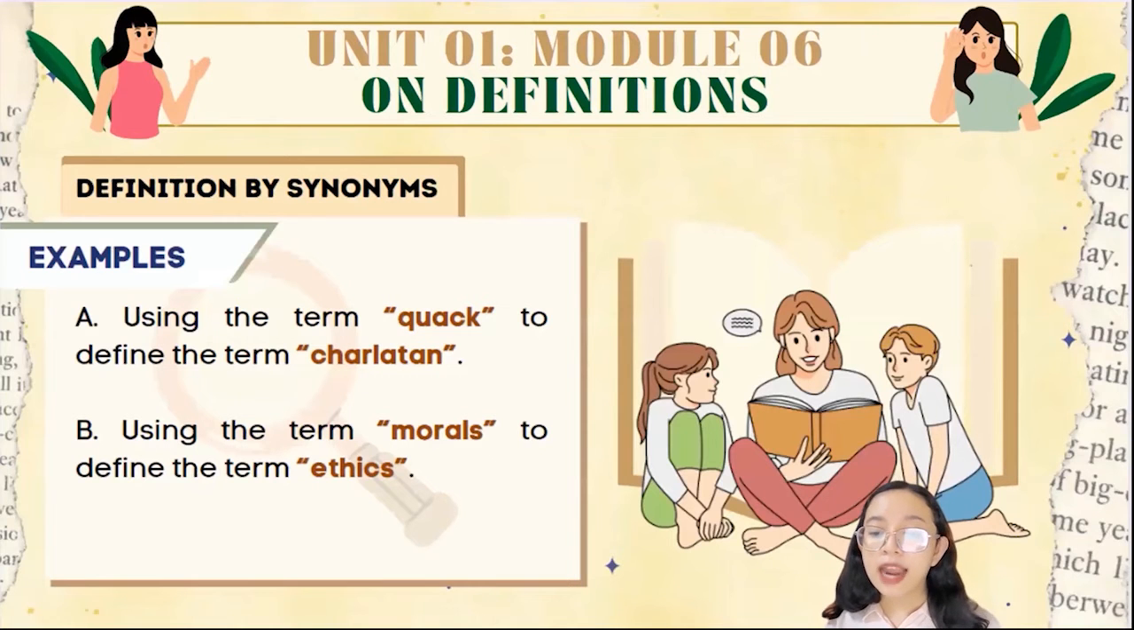So for better clarity, we have provided everyone 2 examples, which can also be seen in our handout. The first example is when we use the term quack to tell a person what is the definition of a charlatan. The same goes when someone asks you what is the meaning of ethics. We reply to them by saying the term morals.